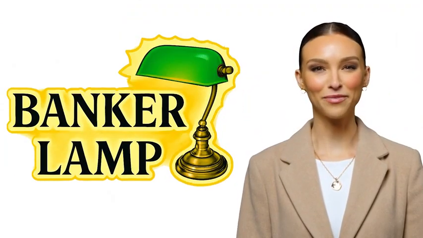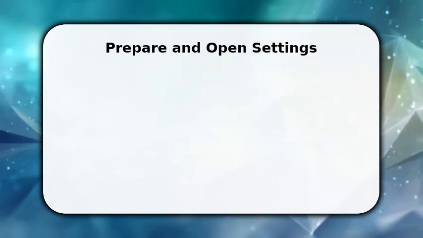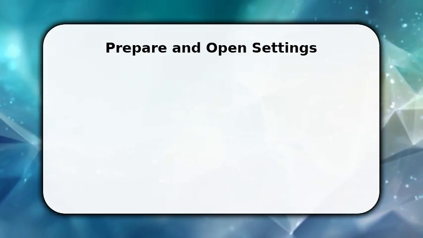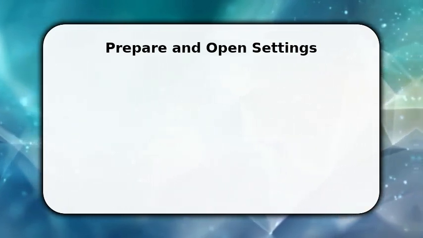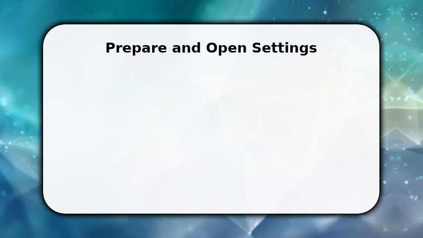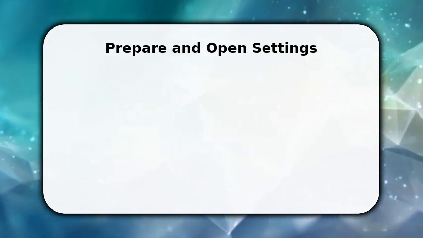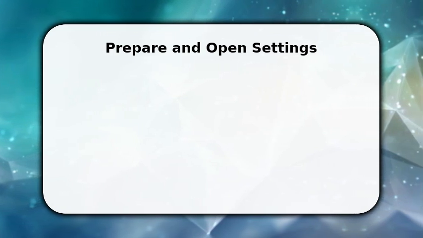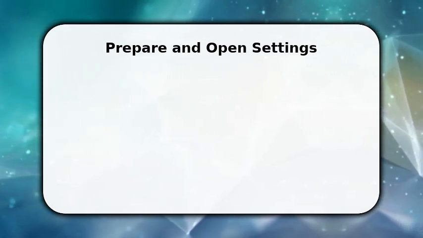Please enjoy the video. You'll start by preparing the device and opening the right menu. First, make sure your iPhone is unlocked and has at least 10% battery or is plugged in. This avoids interruptions. Next, go to Settings, tap General, then Date and Time to access controls.